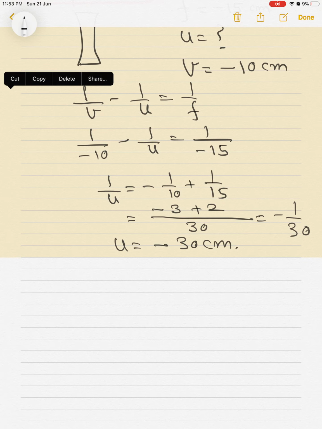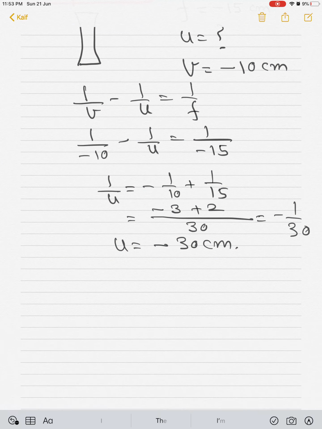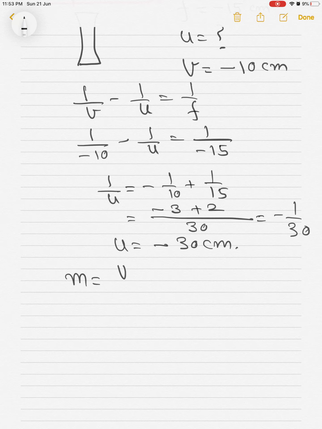Now, we want to find the magnification. As you know, m is equal to v upon u. So, here v is minus 10 and u is minus 30. So, it will be 1 upon 3. So, it is 0.33. It means the image is smaller than the object.